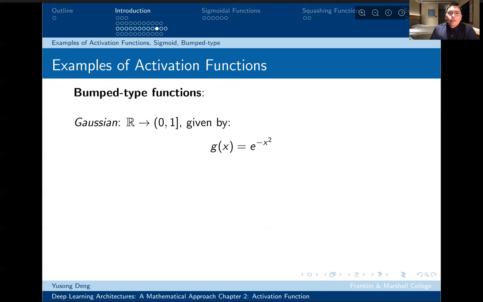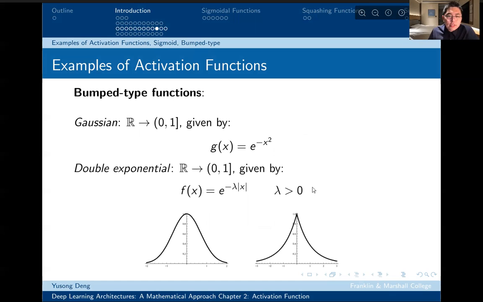Furthermore, even though these kinds of functions are not normally used, we still want to introduce them. The first one is the Gaussian function, which is also the Gaussian distribution. It looks like a Gaussian distribution.